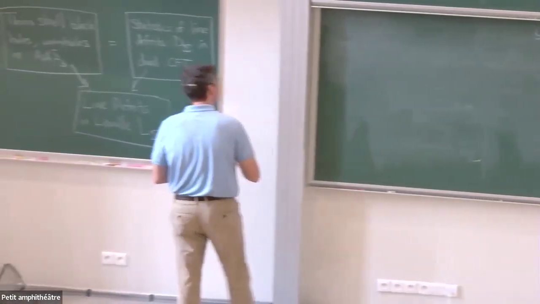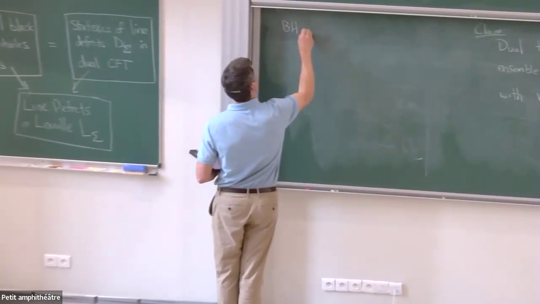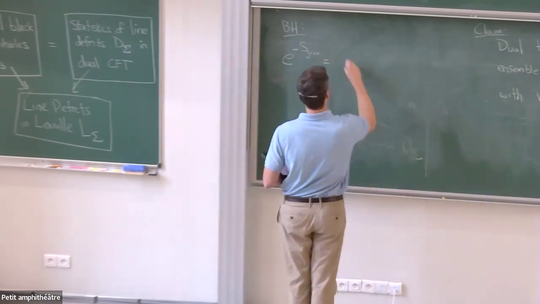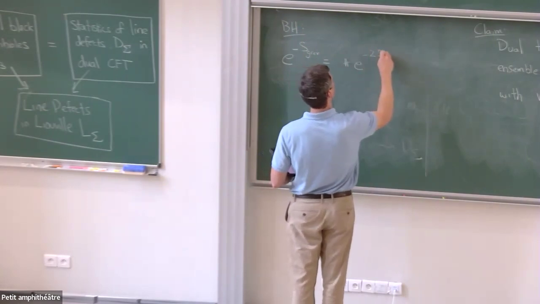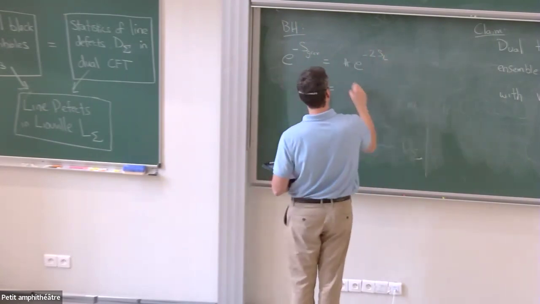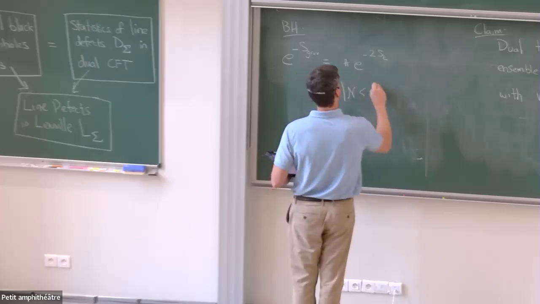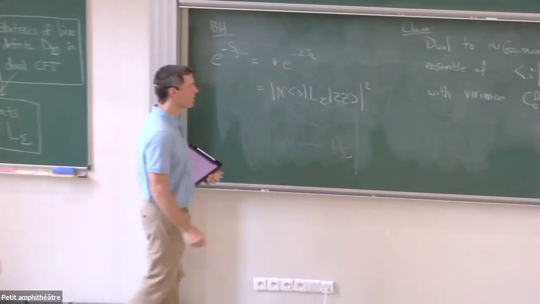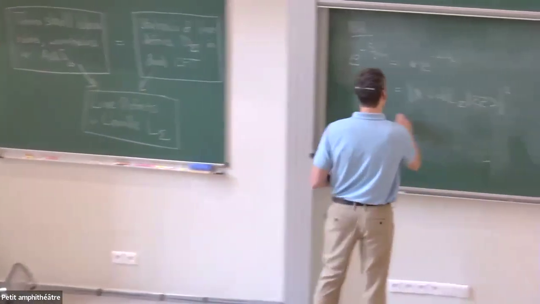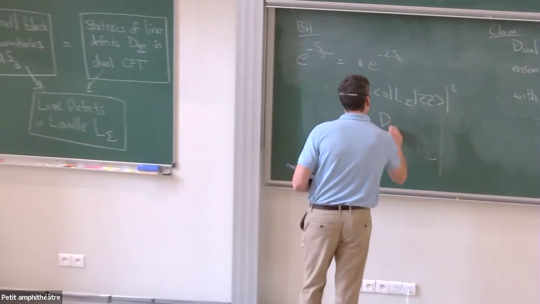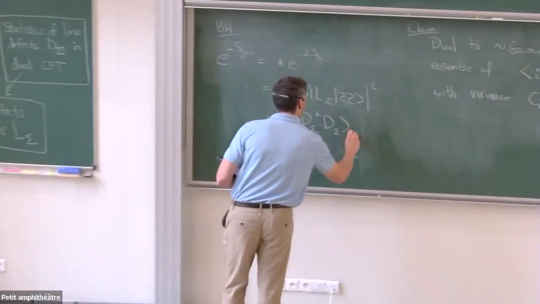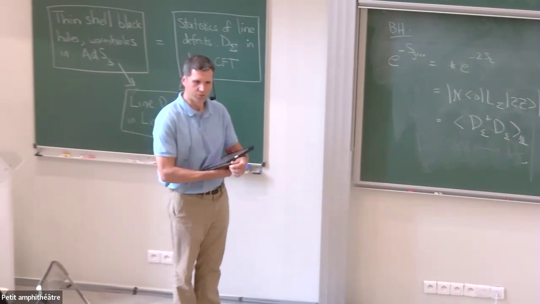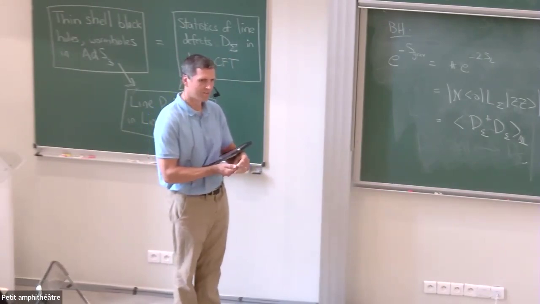So for the black hole, the formula is e to the minus S grav equal to some normalization constant times e to the minus 2 S Liouville, which is a calculation on the upper half plane with a ZZ boundary condition. Which is also the defect 2-point function in the dual CFT. A lot of different moving parts here.